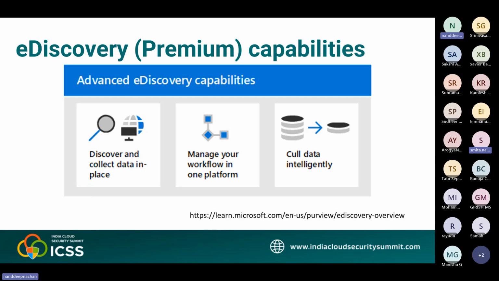Then they cull data intelligently. So intelligent machine learning capabilities in eDiscovery Premium help you to reduce the amount of data to review. These intelligent capabilities help you to reduce and cull large volumes of data to a relevant set. For example, the built-in review set query helps filter out for the unique content by identifying near duplicates. So let's get started with eDiscovery Premium.